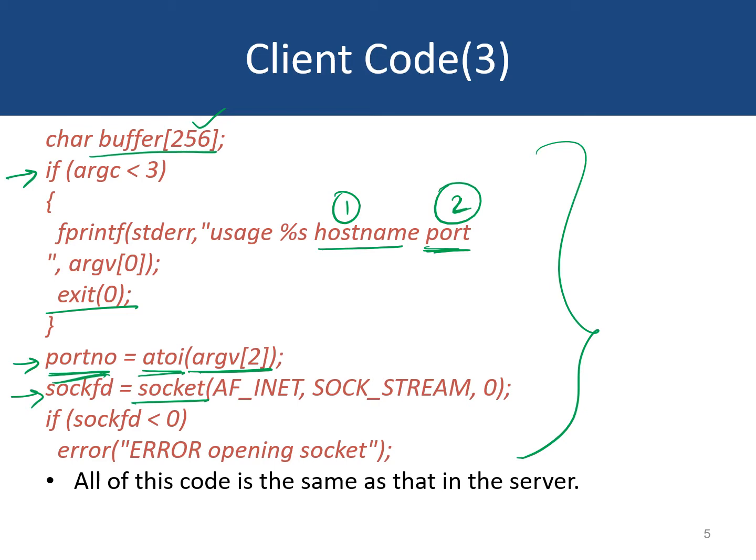Again, we have passed the three required parameters. The first parameter is the address domain. Recall for internet domain, we use AF_INET symbolic constant. The second is the kind of sockets to use. Recall there were two choices here, stream sockets and datagram sockets. So here in this example, we are using stream sockets, which are specified using the SOCK_STREAM symbolic constant.